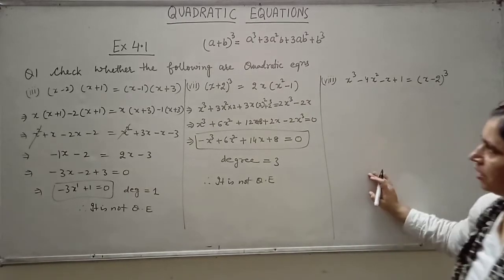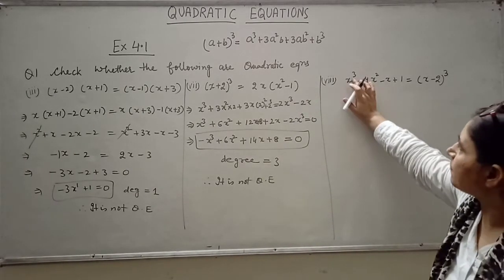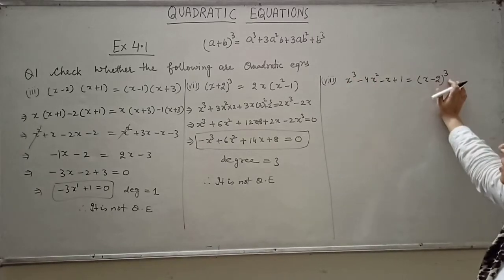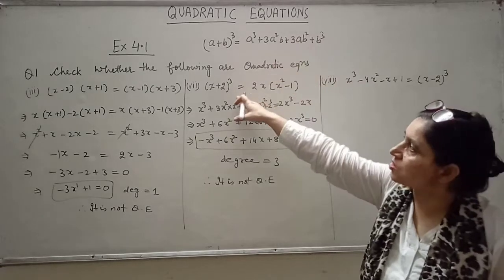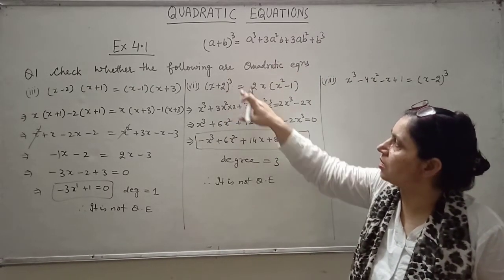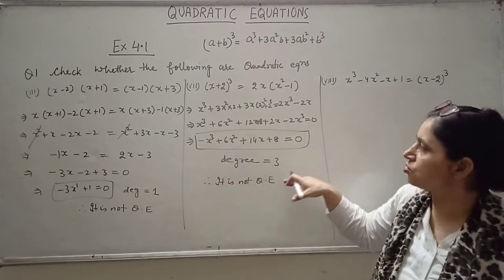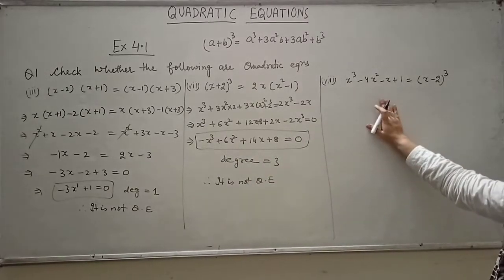You might be thinking that in this question also the maximum power, you can see here it is 3, and it is given the look of this question. Here also the degree was 3 after solving this question. So it is not a quadratic equation. You might be thinking that this is also not a quadratic equation. Don't guess. Let us try this.